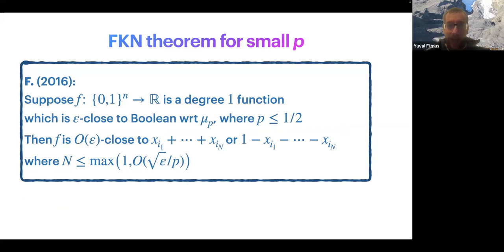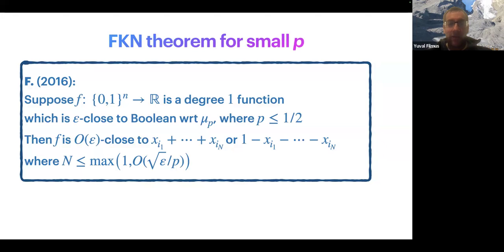Let's start with the FKN theorem for small p. If you recall, the FKN theorem was the case d equals 1 in the previous question. Here we're given a Boolean degree 1 function, and it's epsilon close to Boolean with respect to mu p for some p. So p is at most a half, but otherwise we can think of it as small. If p is constant, then we know that f is order epsilon close to either a constant function or to a dictator, a function depending only on a single coordinate. But this is no longer the case when p is small.